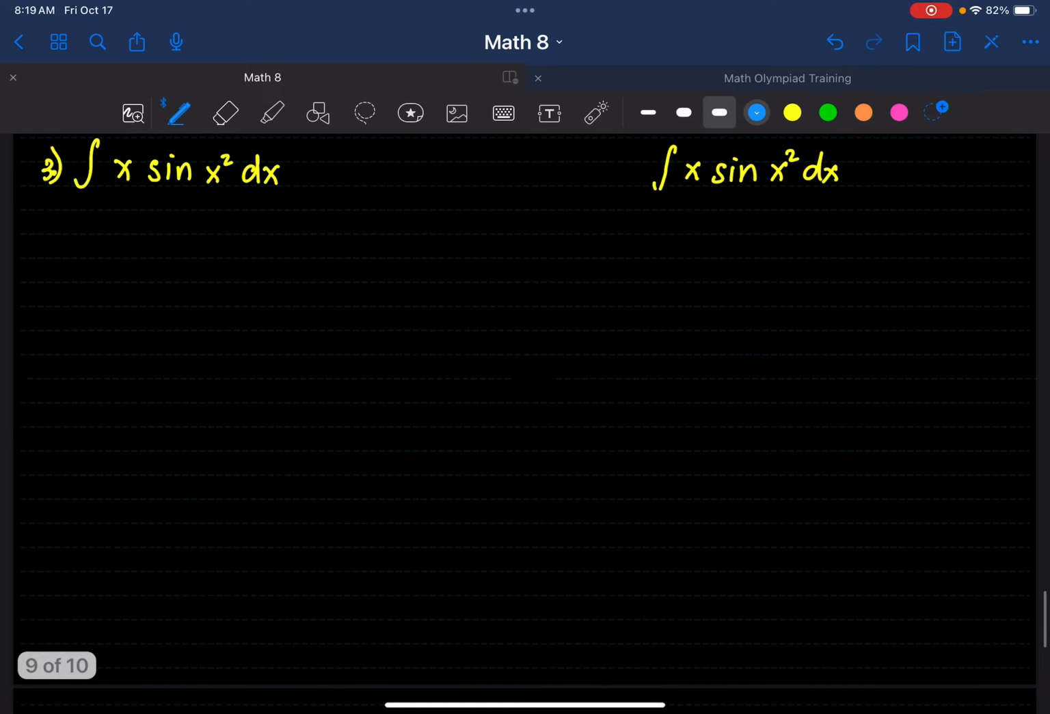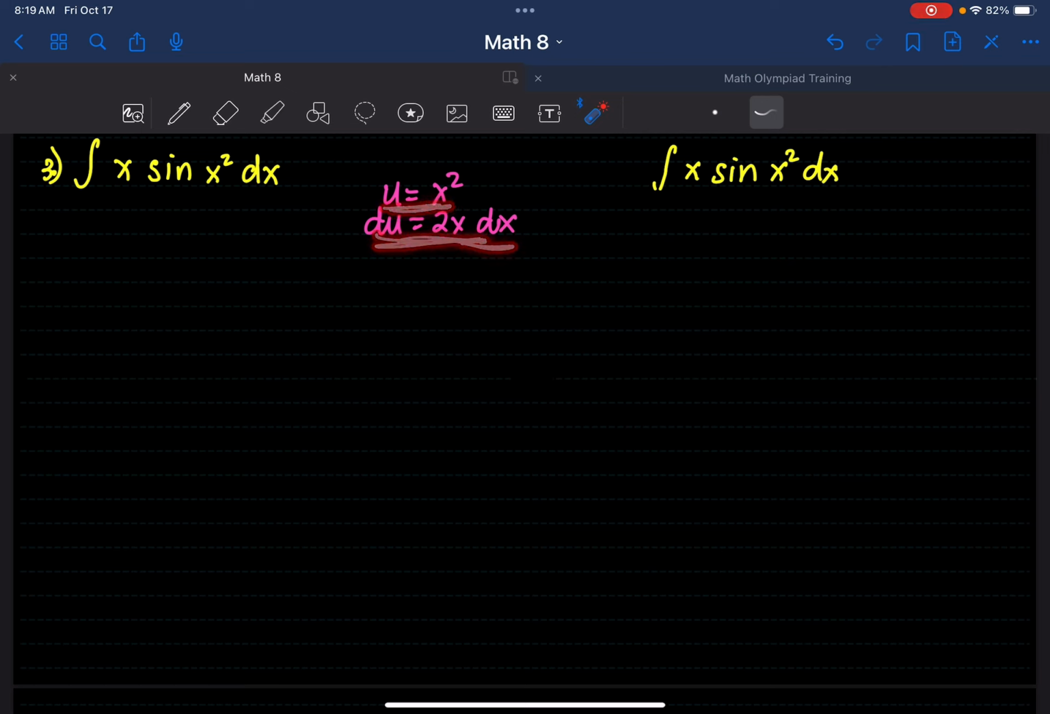Another example, number 3, integral of x sine x squared dx. So what is u in this function? It is x squared, and du is 2x dx, the derivative of this. Next, let's substitute, but we don't have 2x. We have x dx because we have x here, dx.